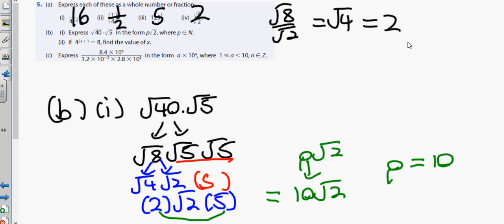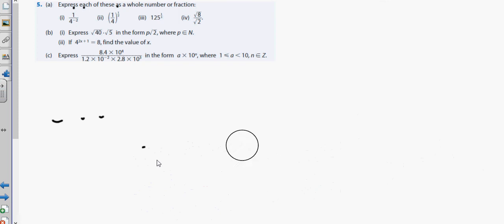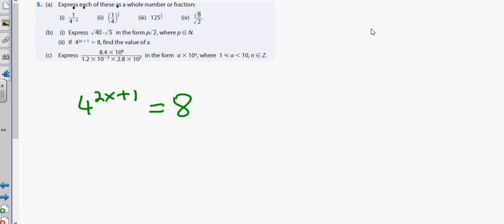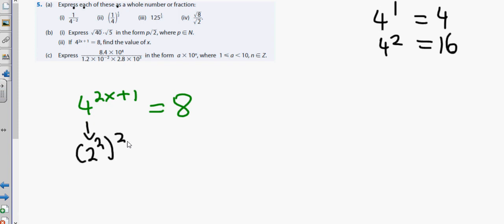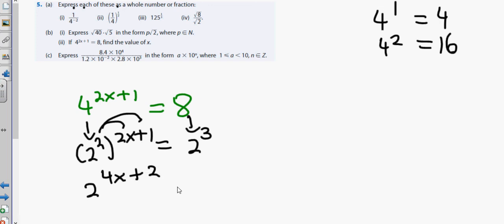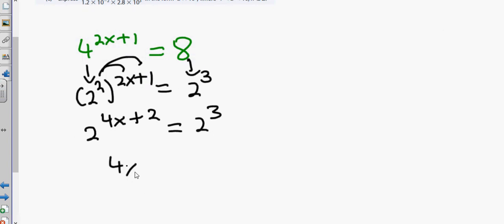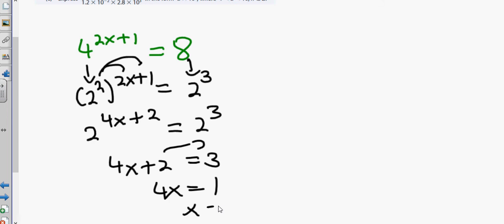Okay. Next part. 4 to the power of 2x plus 1 equals 8. Okay, as discussed before, 4 is the smaller number and 8 isn't on the list of numbers here, so we have to use a smaller number. So we're going to break 4 up into 2 squared, and we're going to break 8 up into 2 cubed, and we're going to multiply these out. So we're going to get 2 to the power of 4x plus 2 equals 2 to the power of 3. Then we get 4x plus 2 equals 3. Bring over the 2. 4x equals 1. X therefore has to be a quarter.